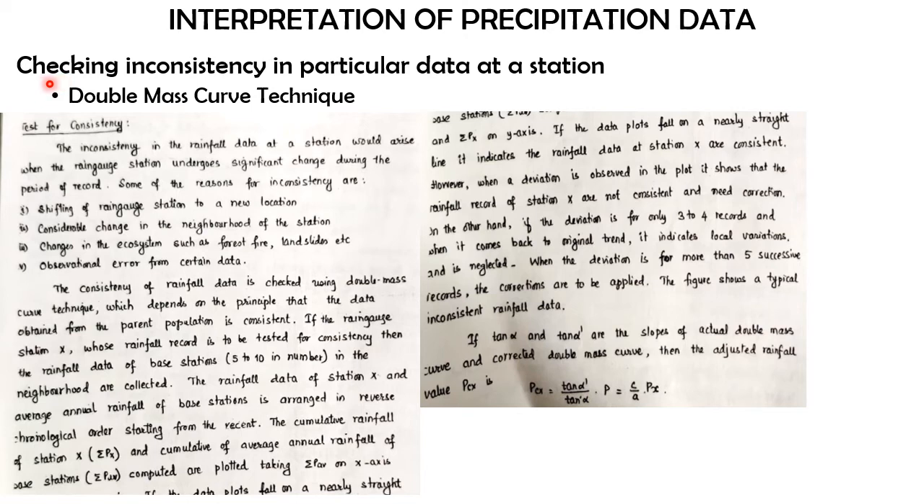Next one is checking the inconsistency in the data of a particular station. Till now we have checked with respect to continuity. In the last 3 slides we have gone through the continuity of data, but right now we need to check the consistency or inconsistency of data.